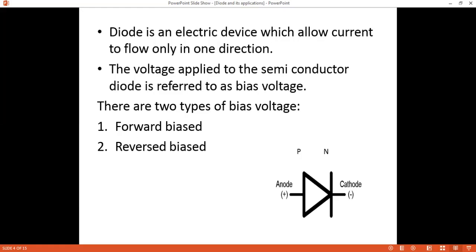This is the PN junction diode symbol. The PN junction diode consists of anode and cathode. Anode means plus, cathode means negative. This is the symbol of the PN junction diode. It consists of two terminals: the first terminal is the anode, meaning positive, and the next one is the cathode, meaning negative.